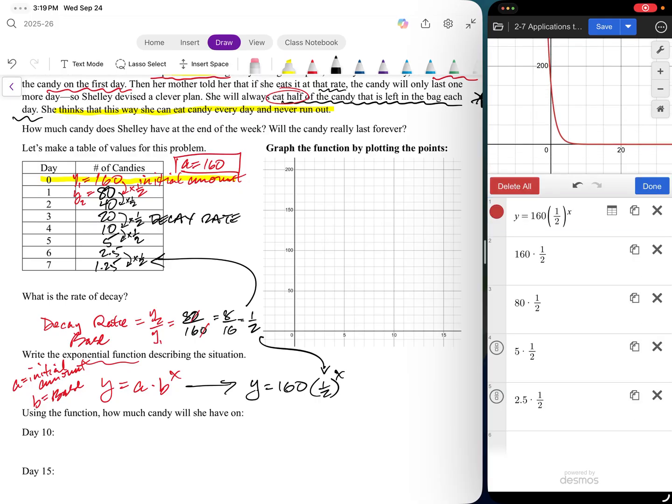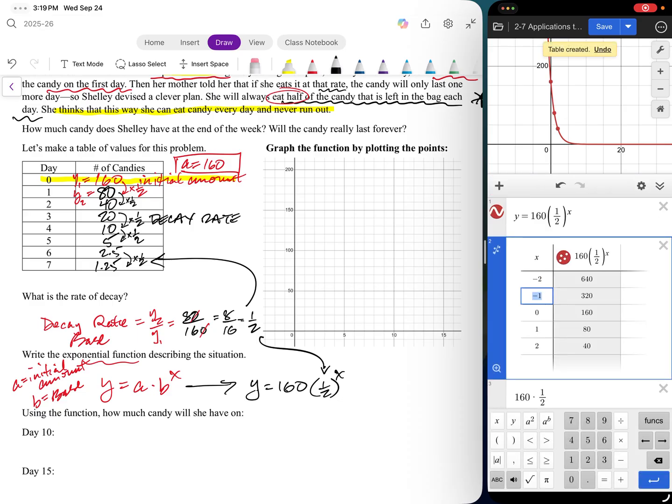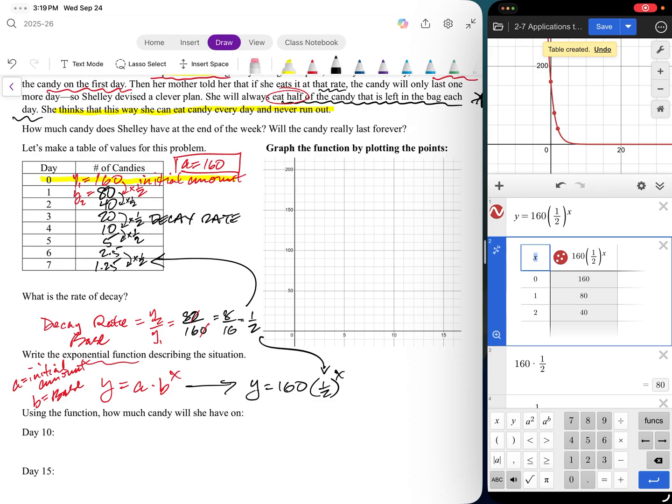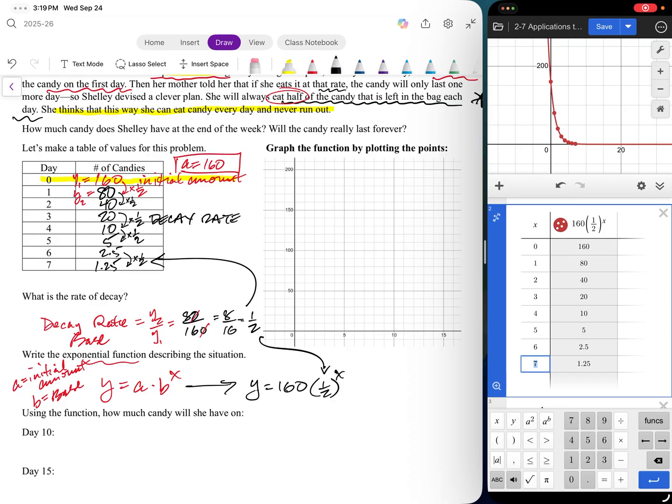Click on the gear, change your function to a table, get rid of the negative values because time can't be negative, and then go up to 7. Now you can see that the values that we created in the table are correct. If you want to graph it by hand, which I ask you to do, you have to know what the scale is, and the scale is 10. 50 divided by 5 is 10, so 20, 30, 40, 50. So we have to find 160, which is after 150. So plot a point at 0, 160. That is your starting amount there.